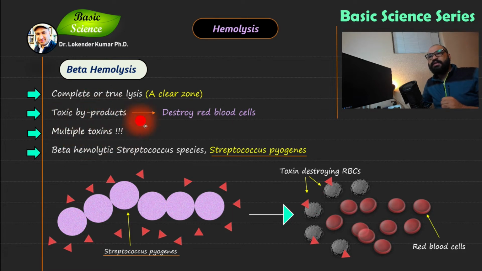Okay, so this was the basic concept of beta hemolysis. Now let's jump on to the next slide, where I will explain what are the different toxins that are produced by Streptococcus pyogenes that lead to the destruction of RBCs and demonstration of the beta hemolysis.